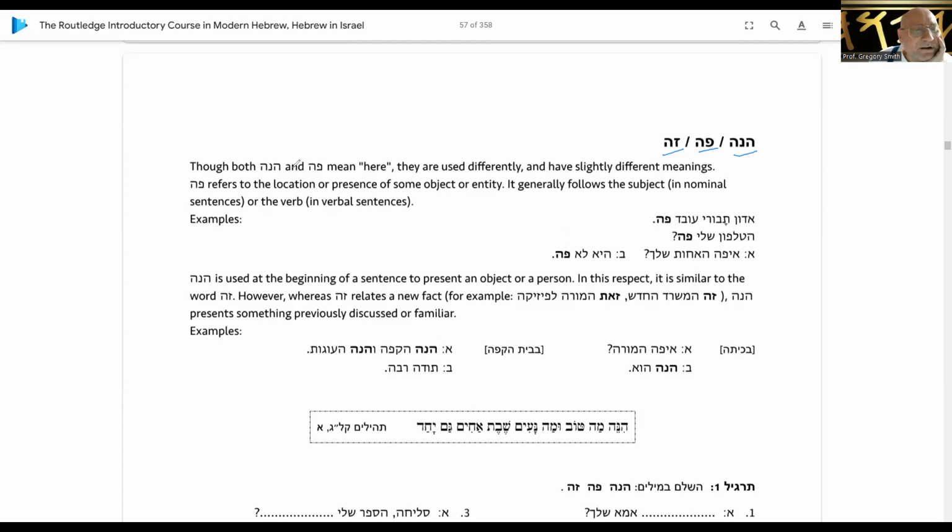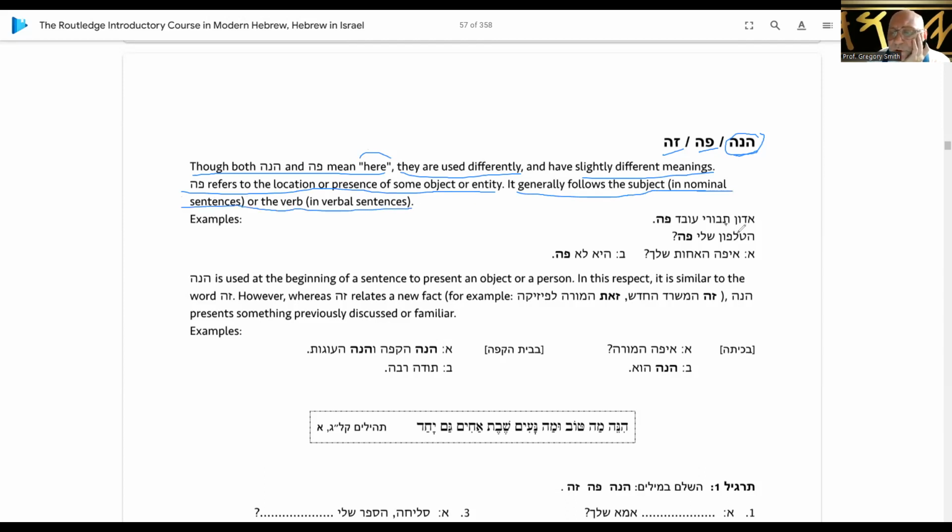Okay, so let's take. Oh my goodness, look at this. Though both Hana and Po mean here, they are used differently and have slightly different meanings. Wow, isn't that confusing? That word Hannah is a proper name. It could be used as a proper name like Hannah, but it could also mean here, but in different uses. Po refers to the location or presence of some object or entity. It generally follows the subject in nominal sentences or the verb in verbal sentences.